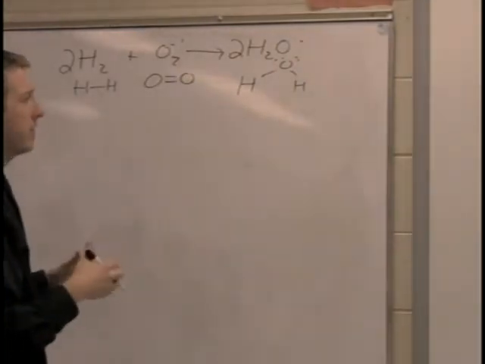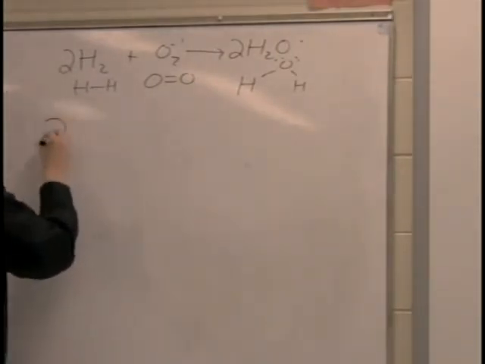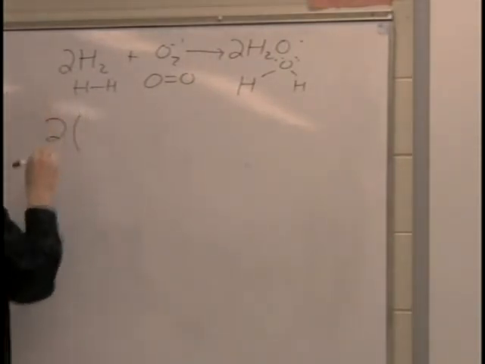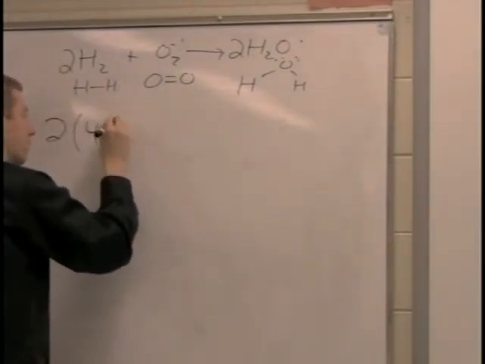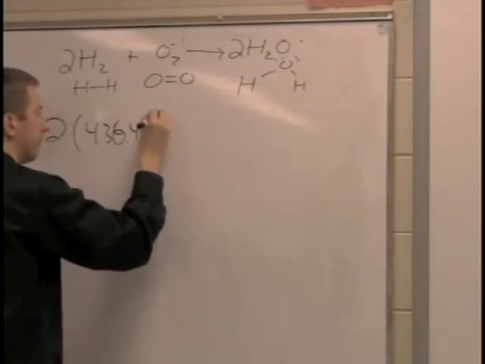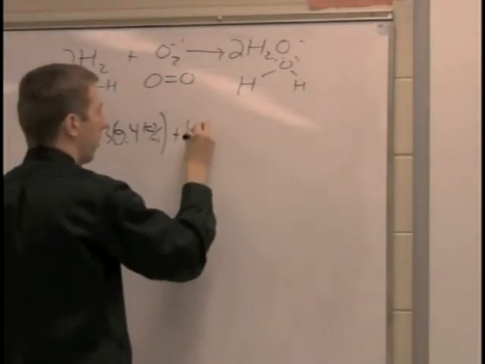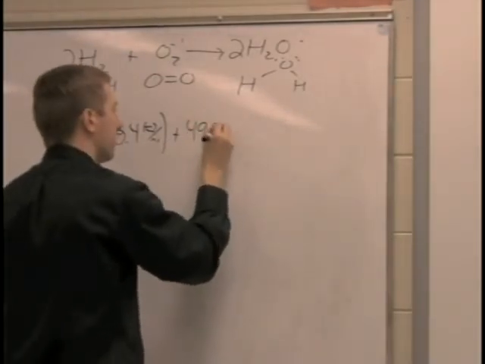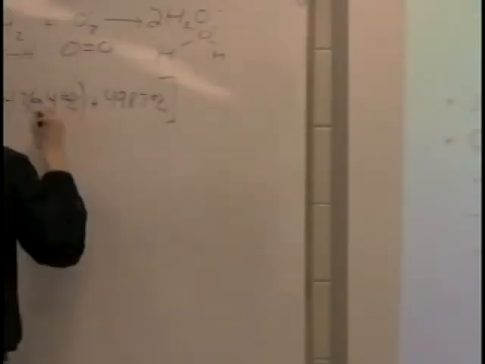So how I'd set this up then, of reactants minus products, let's start with the fact that I have 2 HH bonds. I'm going to take 2 times the value given to me, 436.4. These are in kilojoules per mole. I'm going to add to that 1 OO bond of 498.7. These are all my reactants.